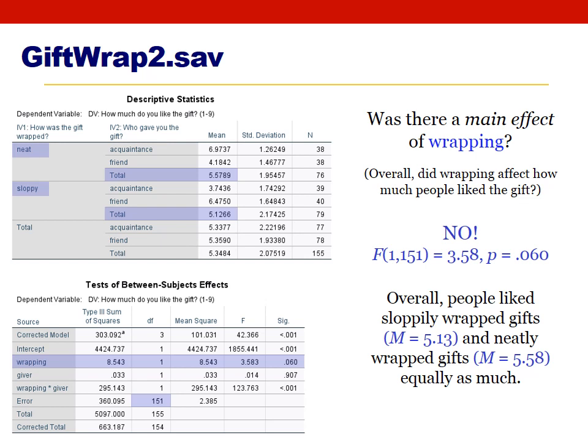We have a total mean for the neatly wrapped gift and a total mean for the sloppy wrapped gift. The fact that those numbers are not significantly different, we know because the p-value for the wrapping main effect was not significant, 0.06. So even though neat had a mean of 5.58 and sloppy had a mean of 5.13, the main effect of wrapping, or lack thereof, tells us that those numbers are not significantly different. So our conclusion is going to be overall, people liked the neatly wrapped and the sloppy wrapped gifts equally the same.